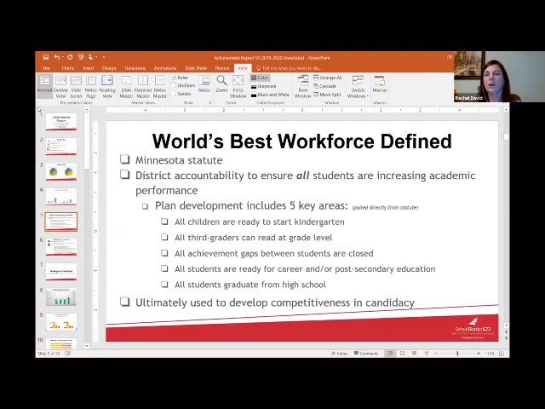So just a quick snapshot of what World's Best Workforce is. There are 5 accountability measures that we're responsible for tracking and reporting on, and that includes kindergarten readiness, 3rd grade reading, making sure 3rd graders can read on grade level, ensuring that we're closing the achievement gap between students of color and white students, preparedness for college and career readiness and post-secondary education, and then our graduation rates, making sure that we continue to work towards all students graduating when they leave District 622.